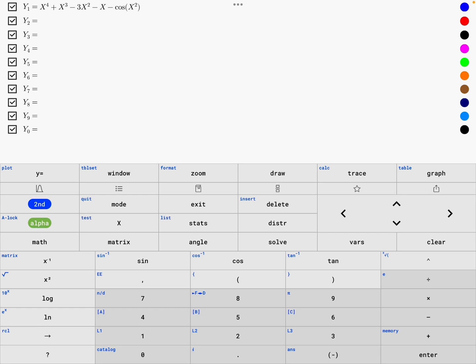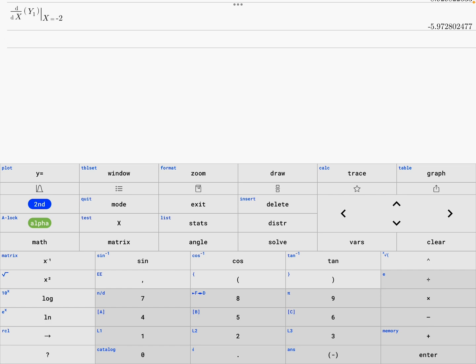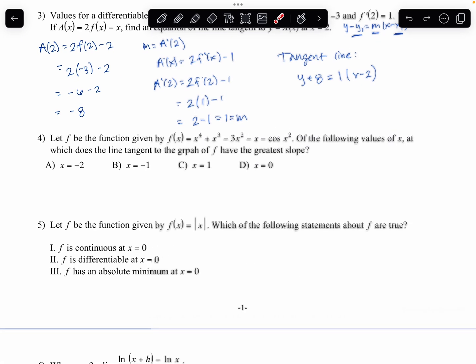So x to the 4th plus x to the 3rd minus 3x squared minus x minus cosine of x squared. Okay. Then I'm going to put that in Vars 1, and then we're going to go through those values. So at -2, it's negative 5973, negative 5973.